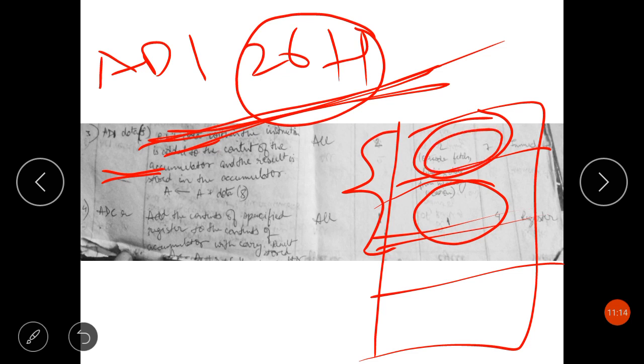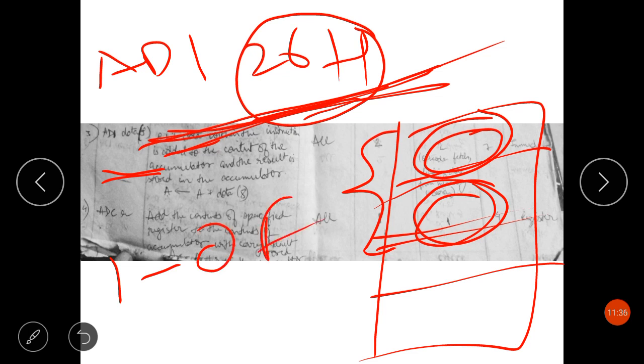Now one for opcode and another for the data, whichever is mentioned. Here I have written 26, any 8-bit data you can write. Now what will happen at the time of execution of this instruction: the microprocessor will use 1 machine cycle for fetching the opcode. So the first machine cycle is for fetching the opcode and decoding it.